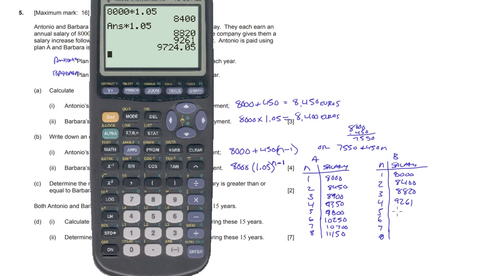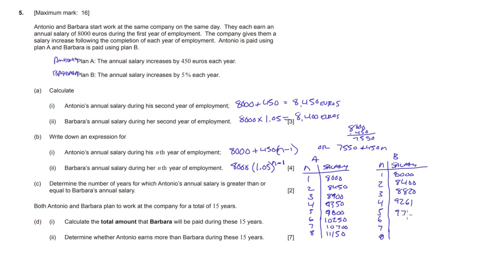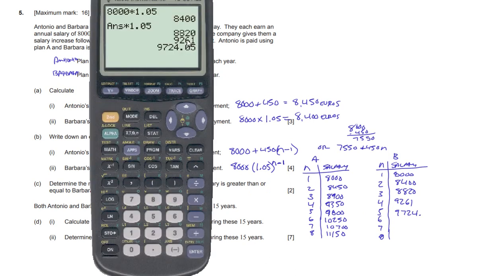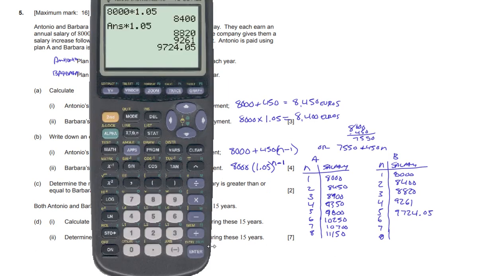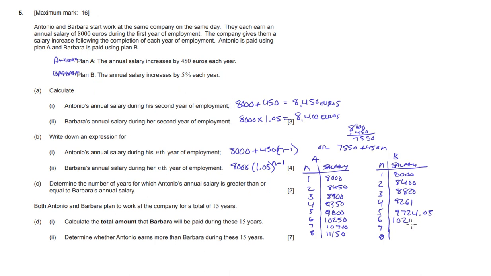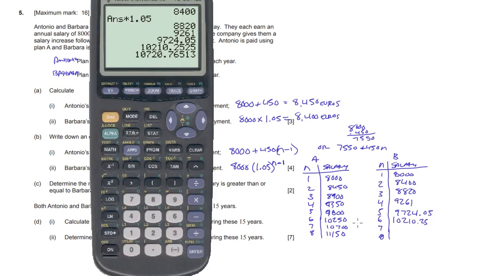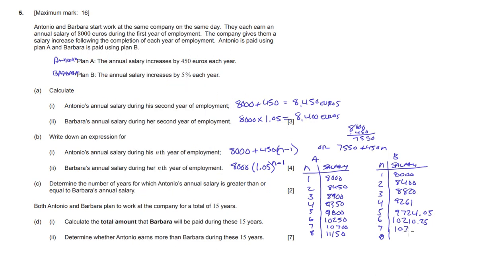9724. I'm just going to round it to the nearest dollar. Well, you know what, I might as well put it to the nearest cent. I don't know if they do tenths of a hundredth of a euro. 102.1025. 107.20.